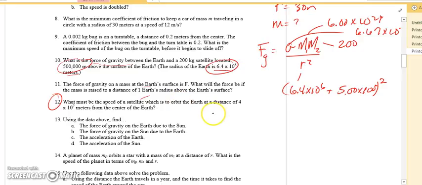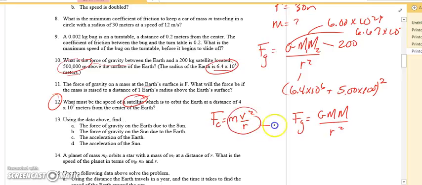So what happens here is we're going to take two equations and combine them, because that object is actually accelerating. So it's this equation to figure out what the behavior of the satellite is. And then we know that the force of gravity is equal to GMm over r squared. So we'll substitute this piece right here for this guy here, and we'll end up with mv squared over r equals GMm over r squared.